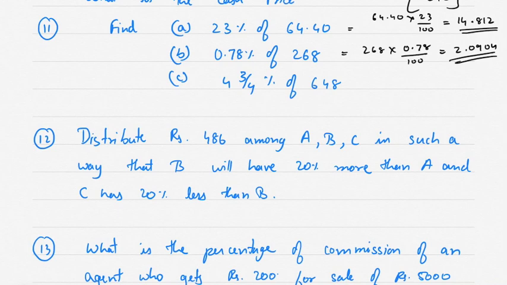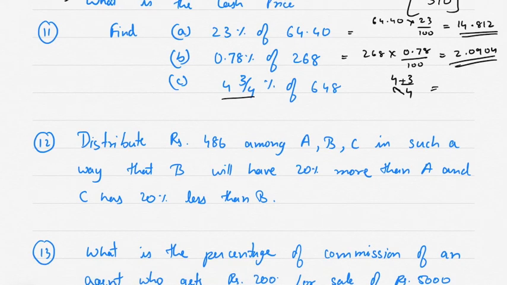4 3/4% of 648. Okay. First let us convert this into a decimal. This is a mixed fraction. Convert it into decimal. So what do you do? 4 3/4. First you multiply 4 into 4 and then add. So 4 into 4 is 16. 16 plus 3.